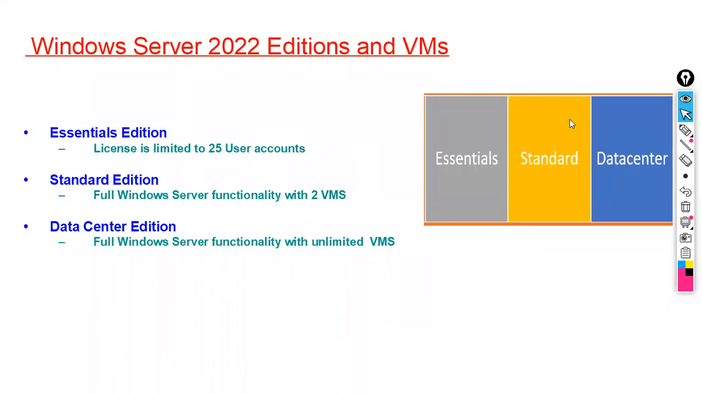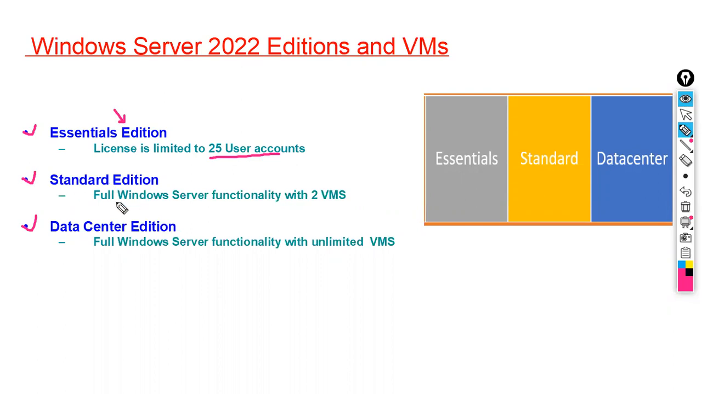So we'll see how to get the hypervisor. As we have already discussed, Windows Server 2022 has three editions: Essential Edition, Standard Edition, and Data Center Edition. With Essential Edition, you can create only 25 user accounts, but you cannot have any virtualization functionality.